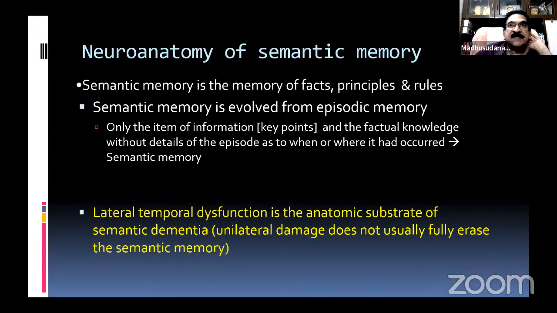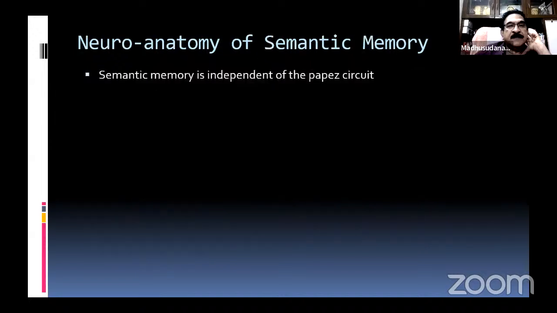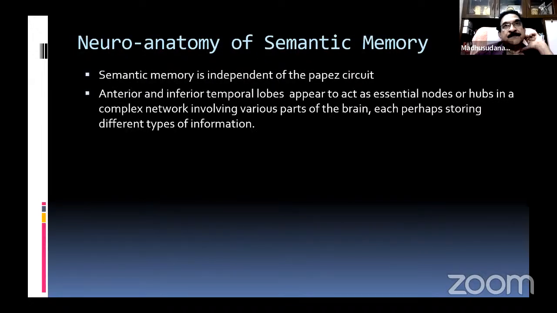Lateral temporal dysfunction is the anatomical basis of semantic dementia, and unilateral damage does not usually impair semantic memory. The anterior and inferior temporal lobes appear to act as essential nodes or hubs in a complex network involving various parts of the brain, each perhaps storing different types of information. Suppose you remember a rose, a flower. There are many things: it has a color, it has a smell or fragrance you can remember. You must have seen it in a garden, the place, or it must have been given to you by your girlfriend. So all these things are there in that rose. Okay.